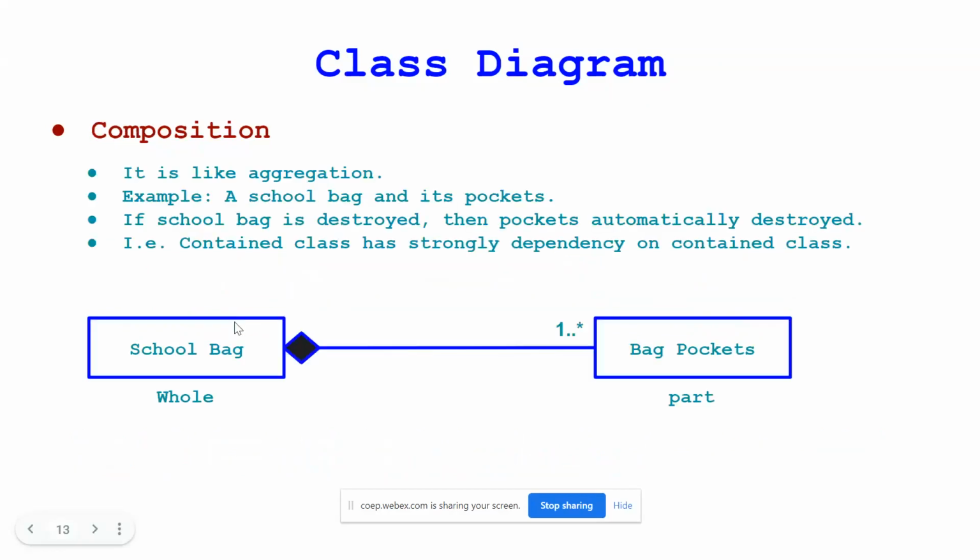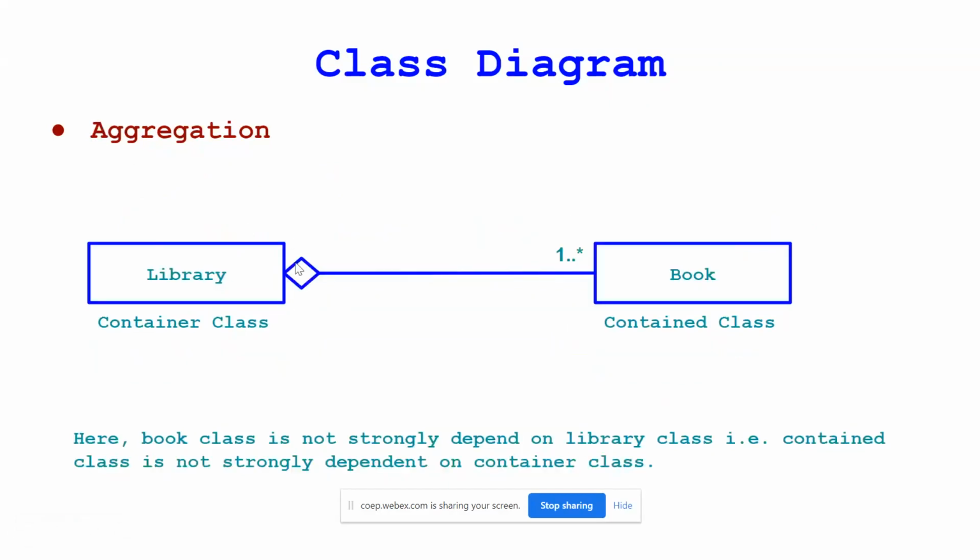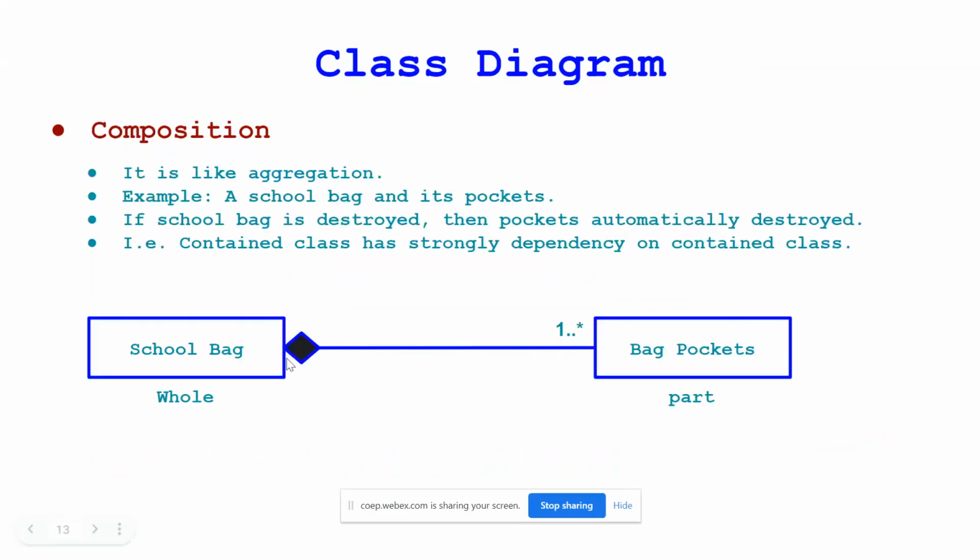Now the next one is the composition. It is similar to aggregation. Only here, if you see, this is a filled diamond. The rest of the things are the same. One example that I just showed here: school bag and bag pockets, right?